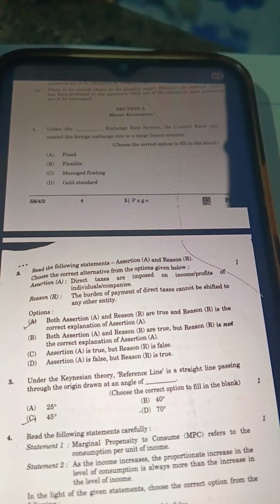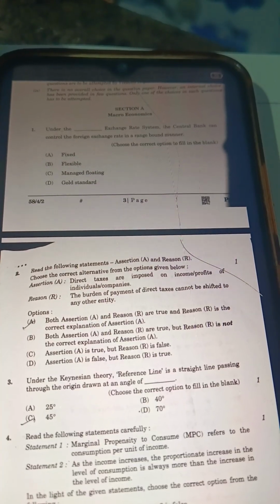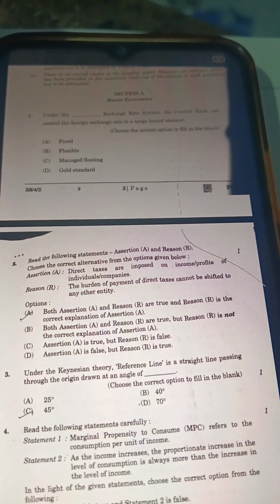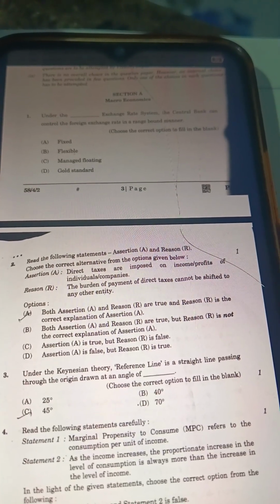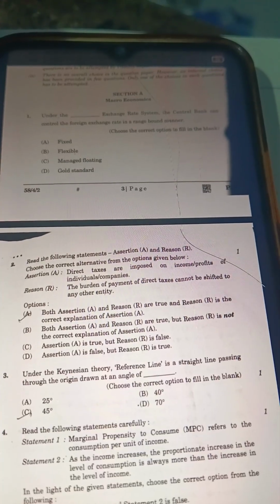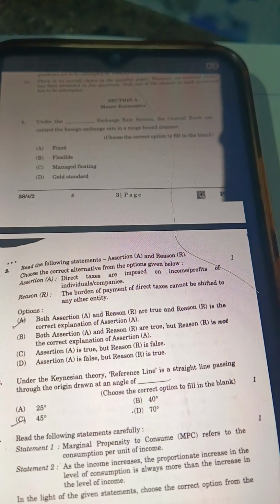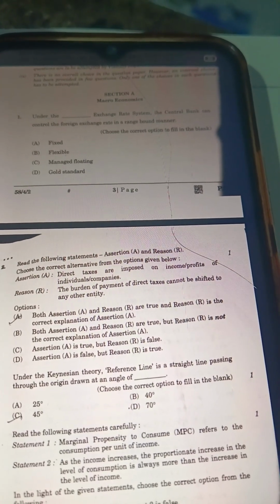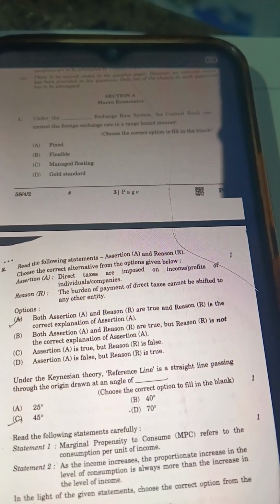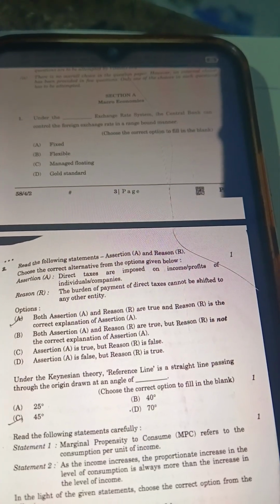And the last one, managed floating, is a hybrid model, as I told you earlier. It is determined by both fixed and flexible. In the managed floating system, there is always a range bound manner. The limit is set between 80 and 90. If it is fluctuating between 80 to 90 because of demand and supply, there will be no intervention from the RBI. But if it crosses 90 or falls below 80, RBI will intervene and manage the exchange rate system.